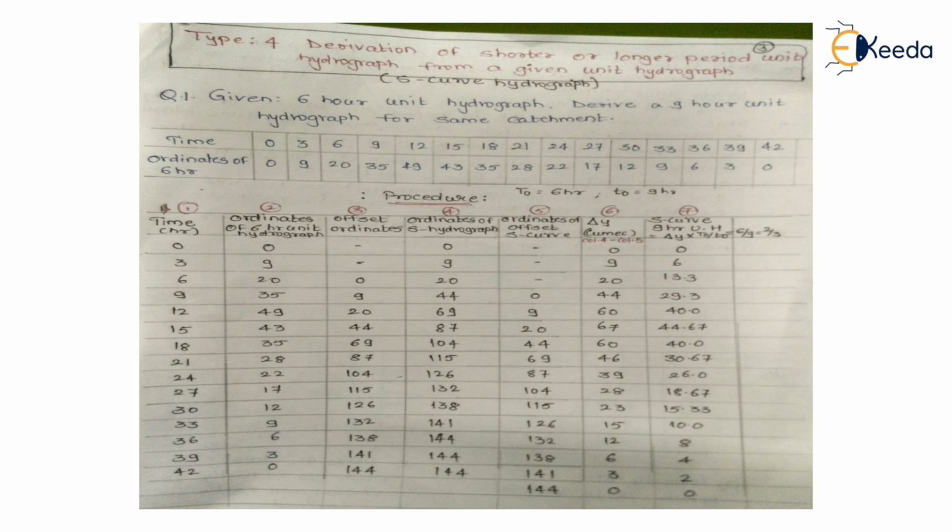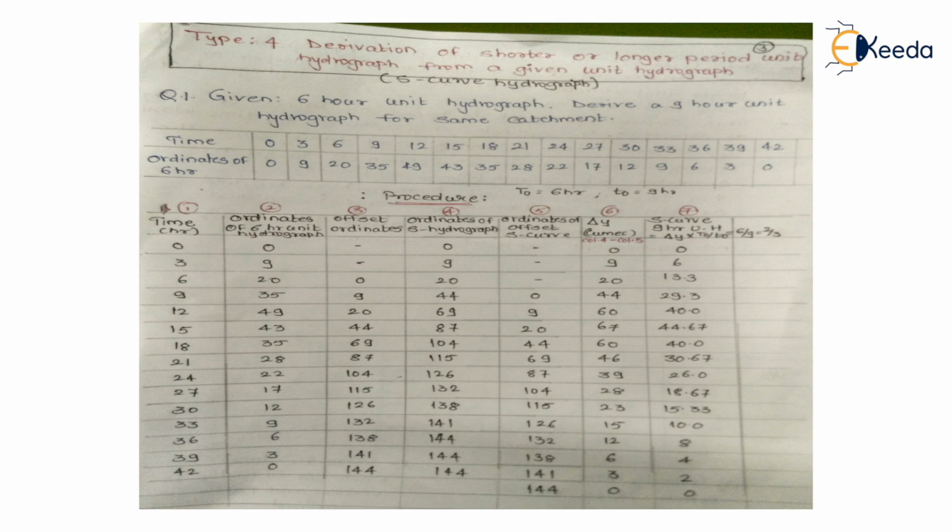So here also, you can see the given is the 6 hour unit hydrograph, and we have to find the 9 hour unit hydrograph for the same catchment. Here the given is denoted by capital T0, like in the previous numerical we denoted the given unit hydrograph duration as capital T0. Here the given is 6 hour, and the derived one, whose ordinates we want to find, is denoted by small t0. In this numerical, the derived unit hydrograph is of 9 hour. So our t0 is 9 hour.